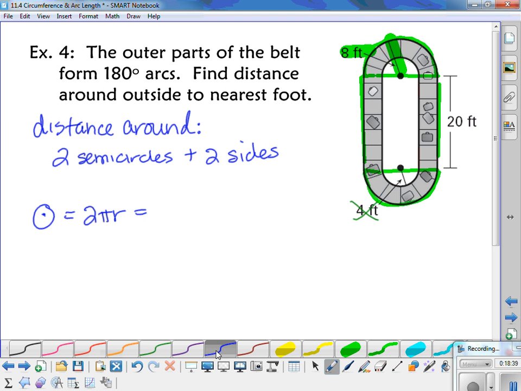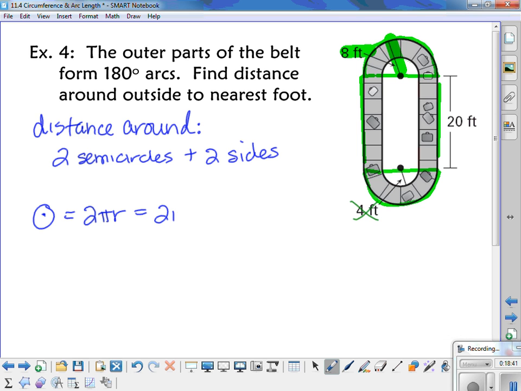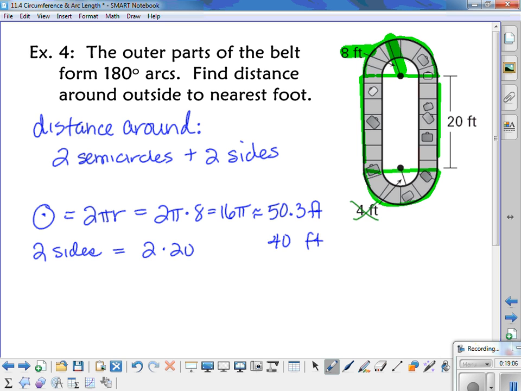All right, so 2 pi r, that is 2 pi times my radius of 8, or 16 pi. And that is approximately 50.3 feet. And then my two sides are each 20 feet long, so 2 times 20, and so they equal 40 feet. So if we add that all together, the total distance is going to equal 90.3 feet.